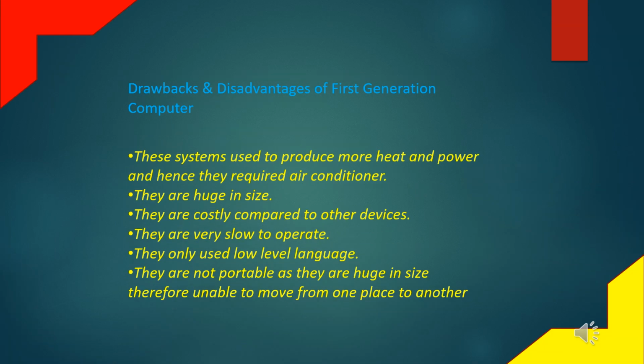Along with advantages, there were some disadvantages and drawbacks of first generation computers. Heat and power consumption, size, cost effect, operativity, use of low level language, and portability were the disadvantages of first generation computers. They used to produce more heat and power, and hence they require air conditioner. They were so much huge in size that they require almost a room to acquire a whole computer. The cost of these computers was very extreme. They are very slow to operate, and they also used only low level language, and not the high level language can be used on these computers.